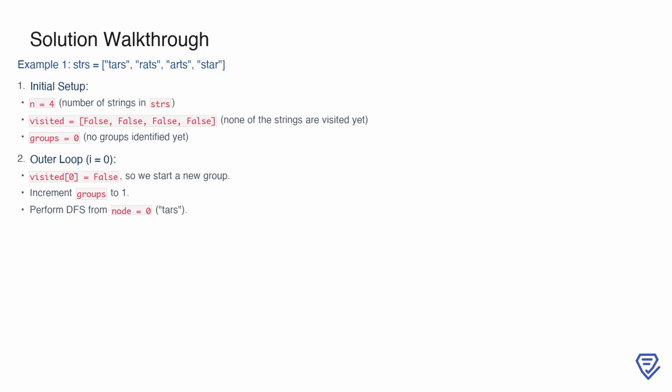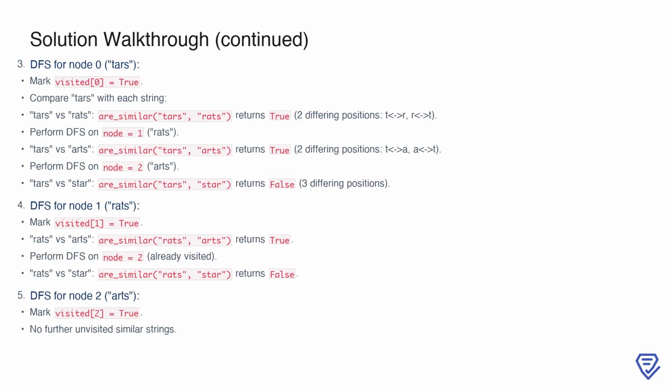Next, we perform a depth-first search, or DFS, starting from node equals 0, which corresponds to tars. In the DFS for node equals 0, we first mark visited[0] as true to indicate that tars has been processed. Then, we compare tars with each of the other strings in the list. When compared with rats, the rSimilar function returns true because exactly two positions differ, t and r. Since they are similar, we perform a DFS on node equals 1, which corresponds to rats.